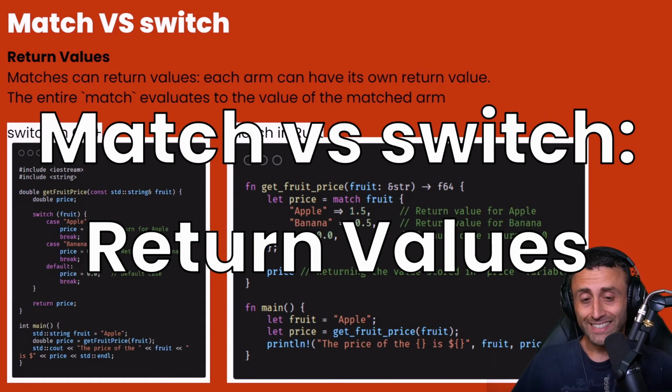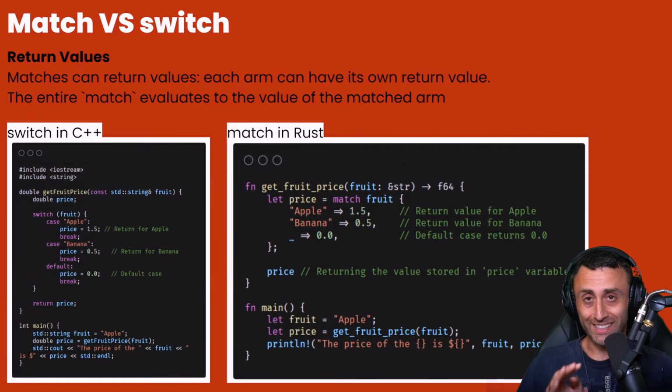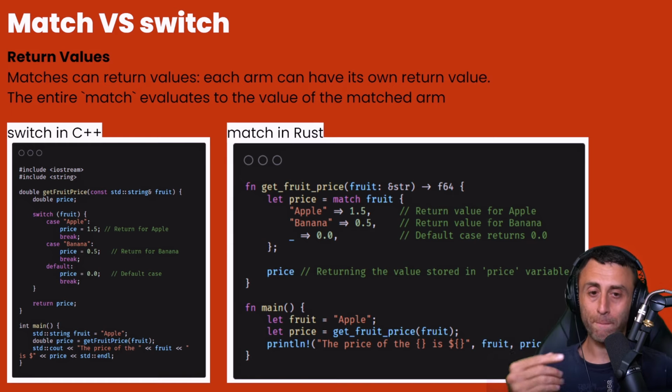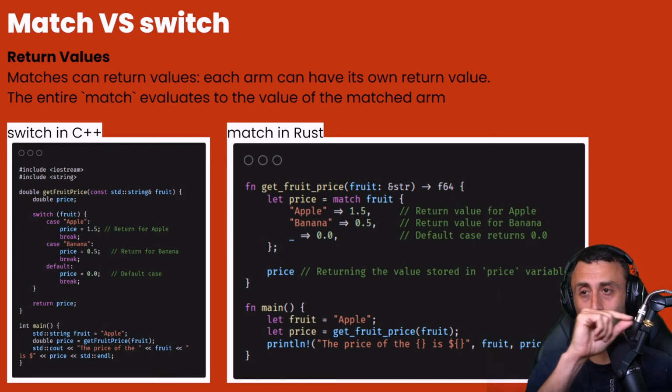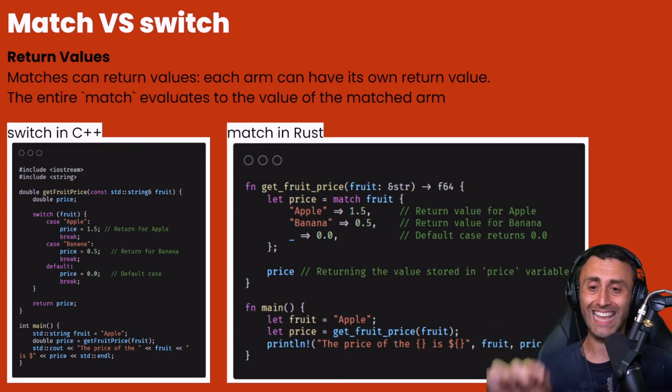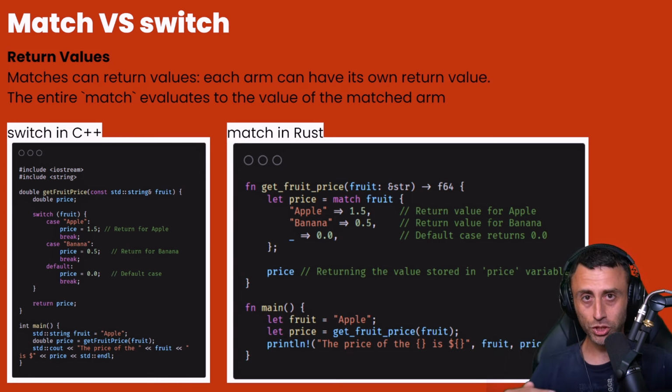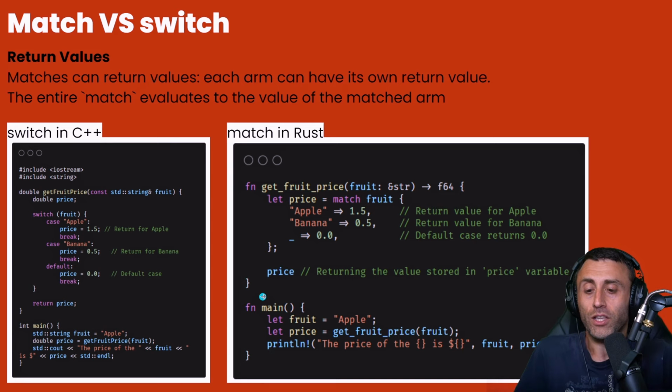If you're not convinced yet, here is a fourth difference between a match and a switch statement. I love this. Return values. Match can return values. Match can be evaluated. Each arm can have its own return value, and then the entire match evaluates the value of the matched arm. Check the switch on the left. This is what we have been used to do with switch statements.